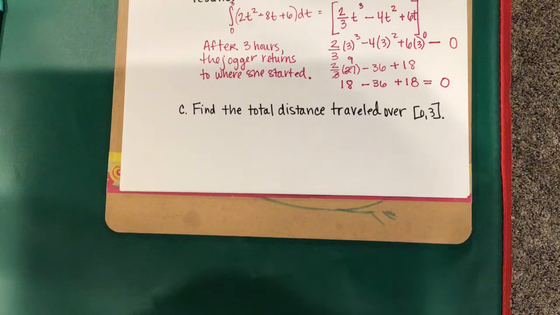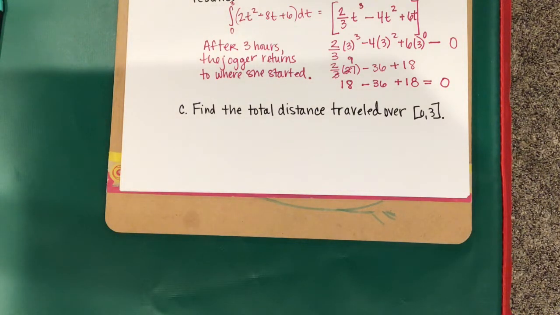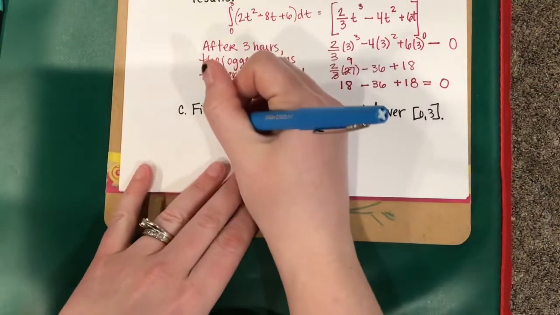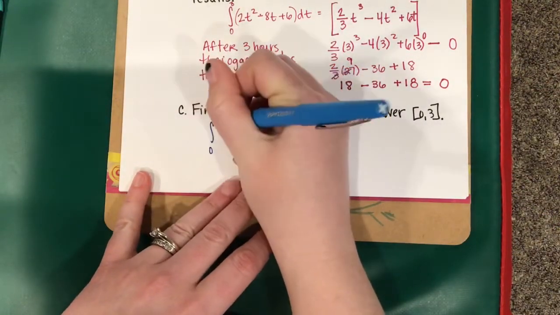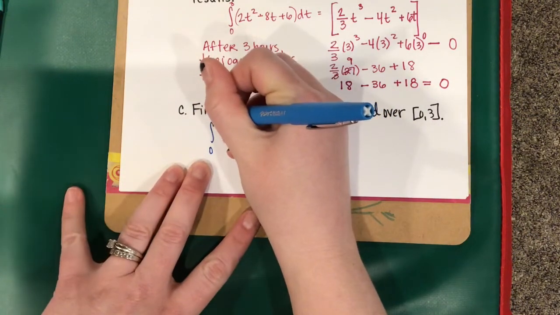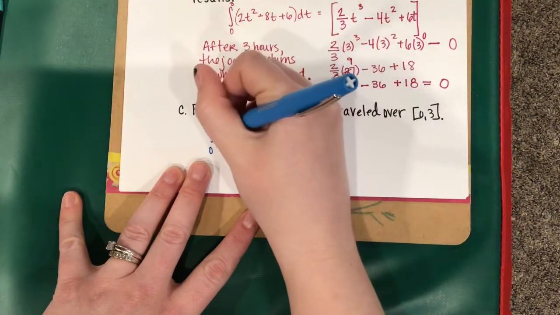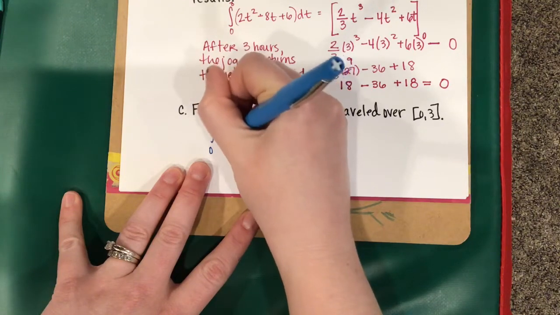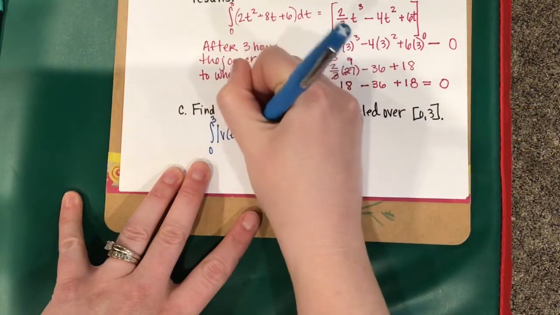Well, when we're looking for total distance, this time we don't care whether it was going to be in the positive direction or in a negative direction. So we're going to be looking at the absolute value. So this time around, when we go to find this, now we're going to be looking at the integral from 0 to 3 of the absolute value of v of t dt.